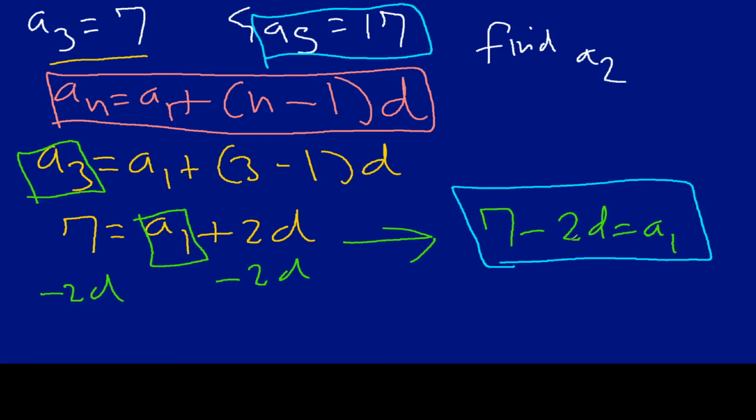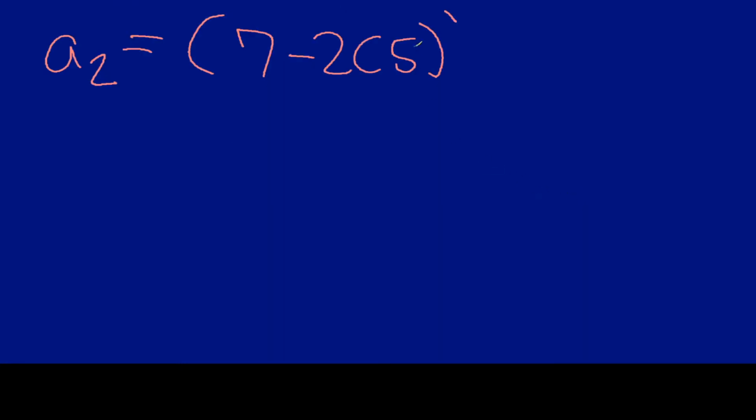All right, and so what we're doing now is that now that we know that d is 5, we're plugging this in for A1. That's what's happening right here. We knew that A1 was 7 minus 2d, but now that we know what d is, we're putting 5 in place of d. So now we're going to have a whole number here.